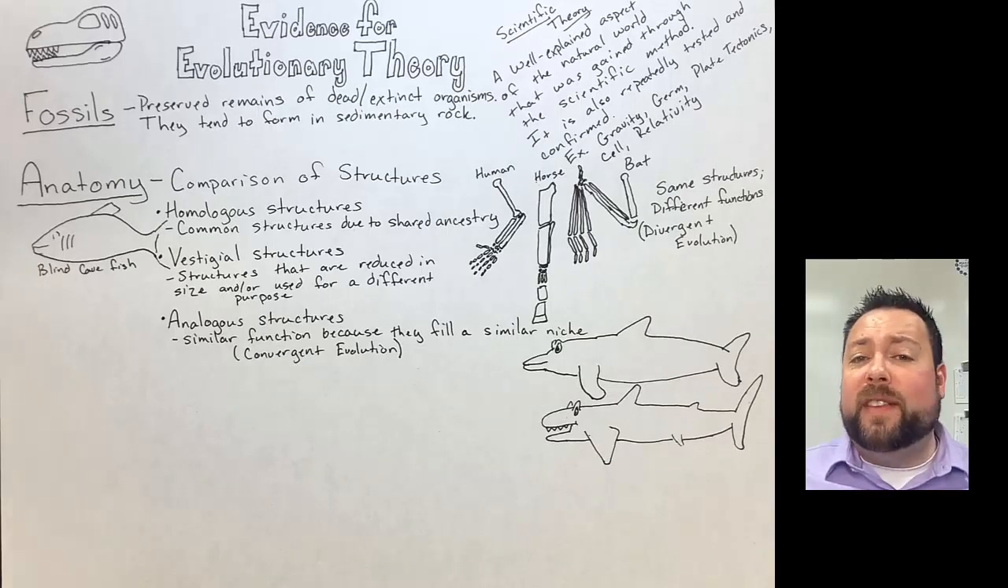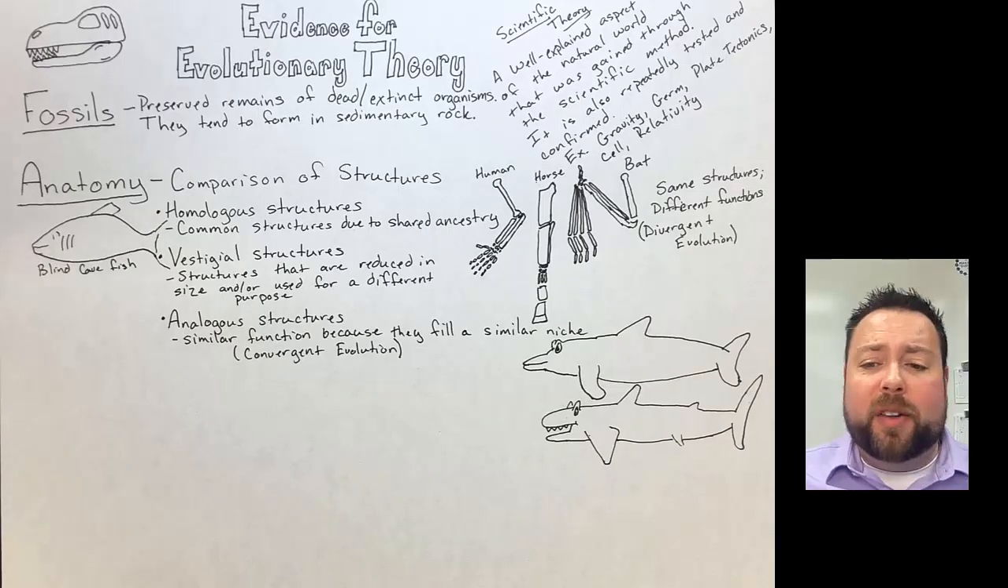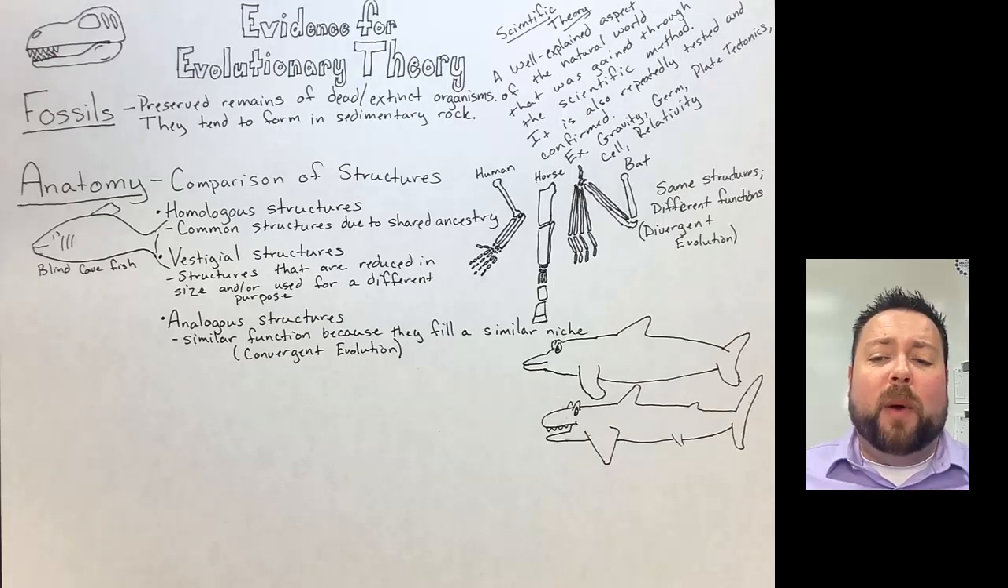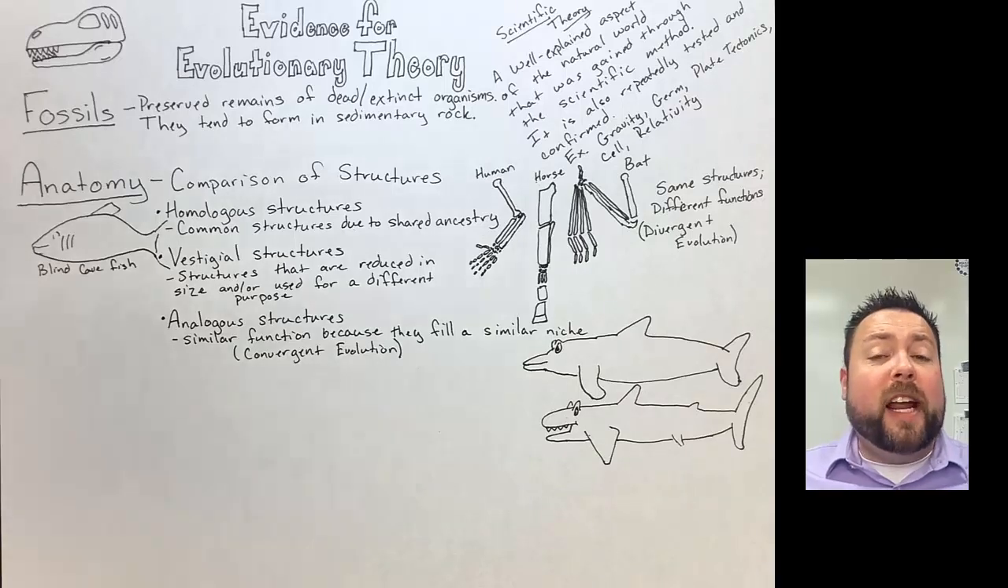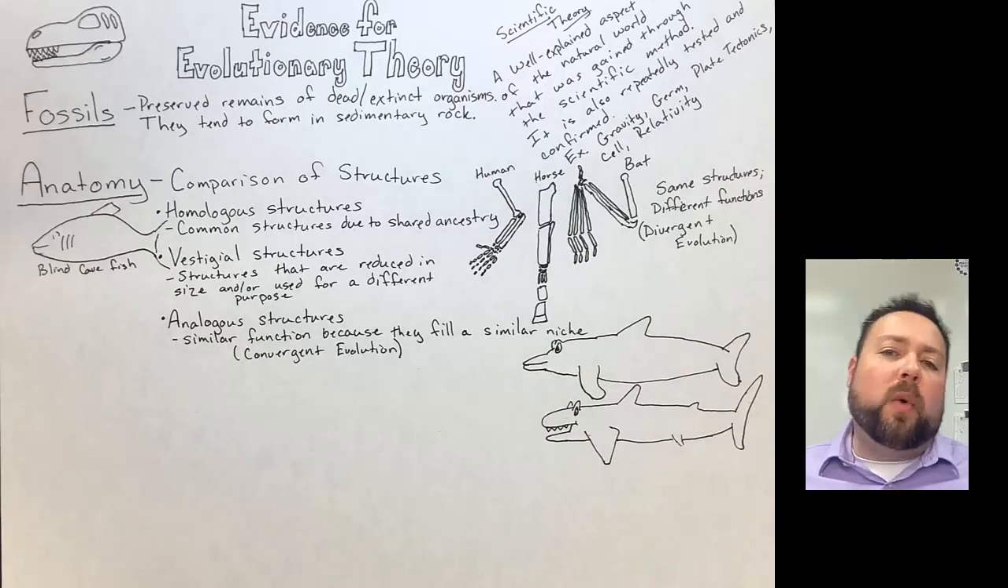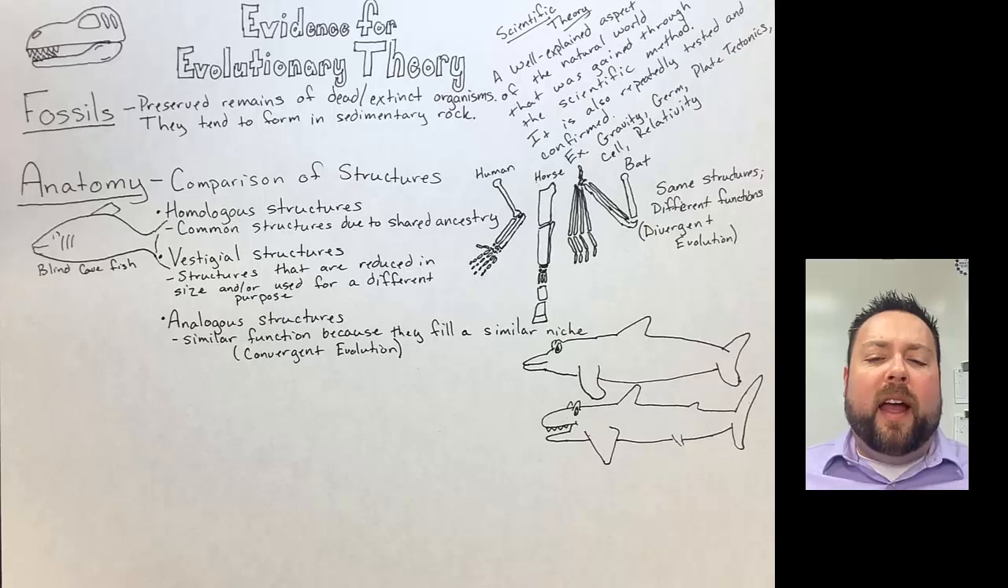Whereas dolphins, they are mammals. They give live birth. They nurse their young. So there's all of these differences. But when you look at them, they have very similar body shapes. But that's because they're both aquatic predators. And so they fill a very similar niche.